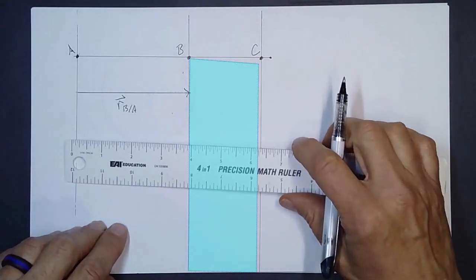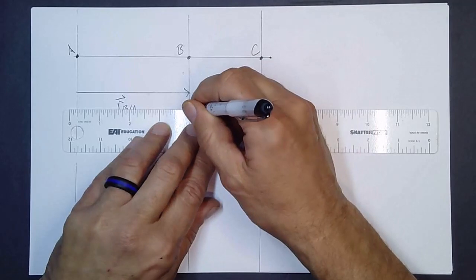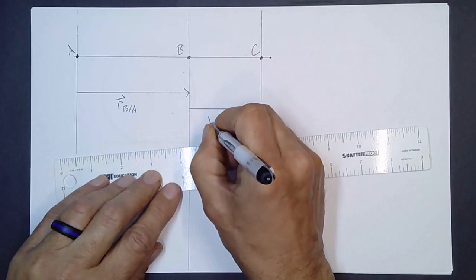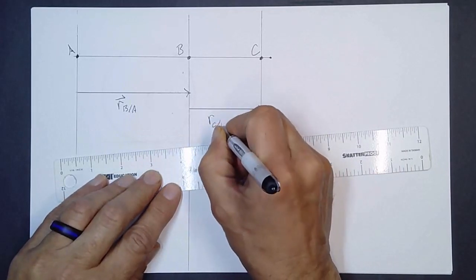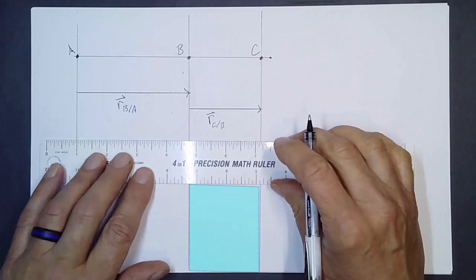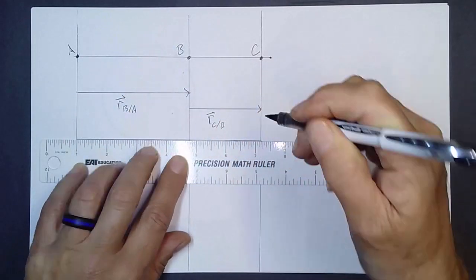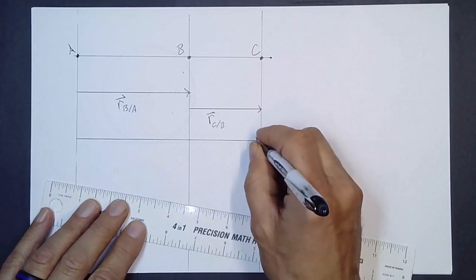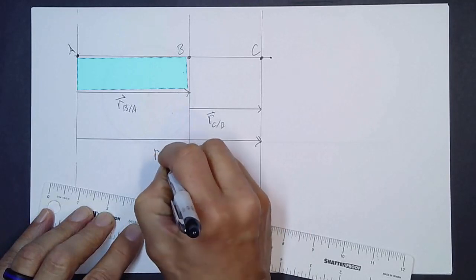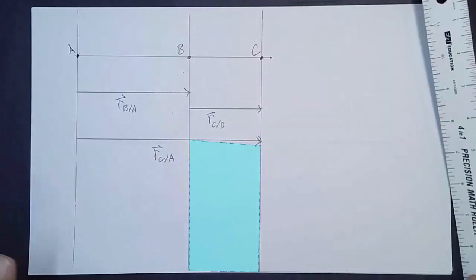This will still work. And then I can also have a vector that points from here to here. That would go from B to C. This would be the position of C with respect to B. And then I can draw one that goes all the way from A to C. This would be the position of C with respect to A. And so these are 3 different position vectors here.